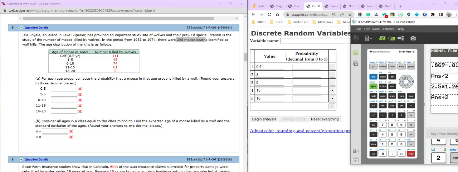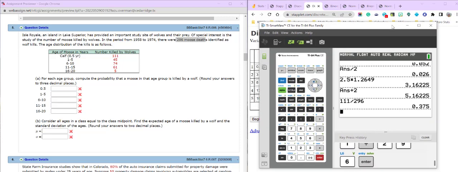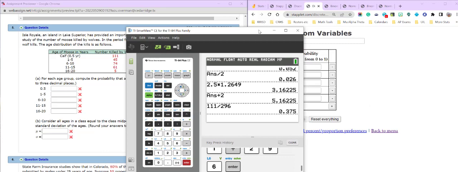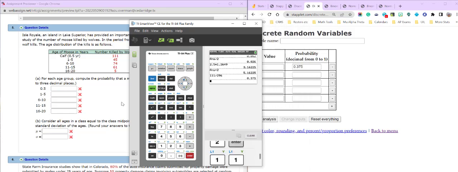So what I'm going to have to do is go 111 divided by 296. So that's 0.375. So I'm going to put 0.375. All right. Now I'm going to come back to my calculator. See, there's the 0.375. All right. I'll just put it right there. Kind of hard to see, but it should work. Won't go any smaller, will it? Oh, maybe it will.